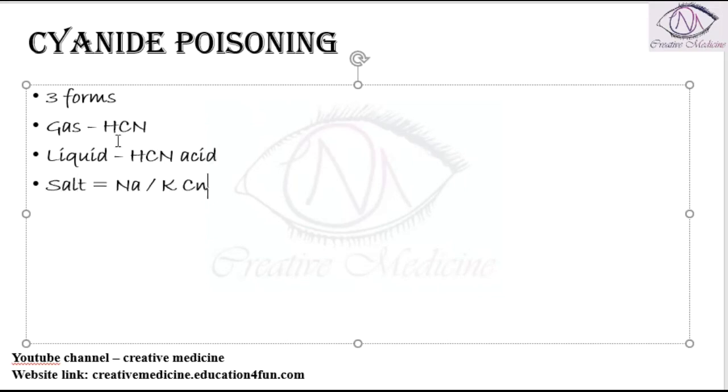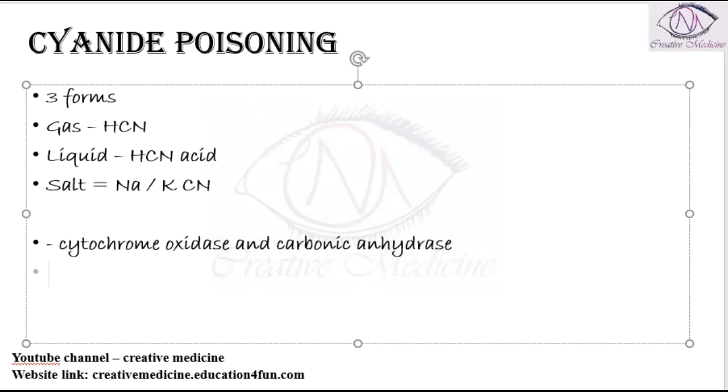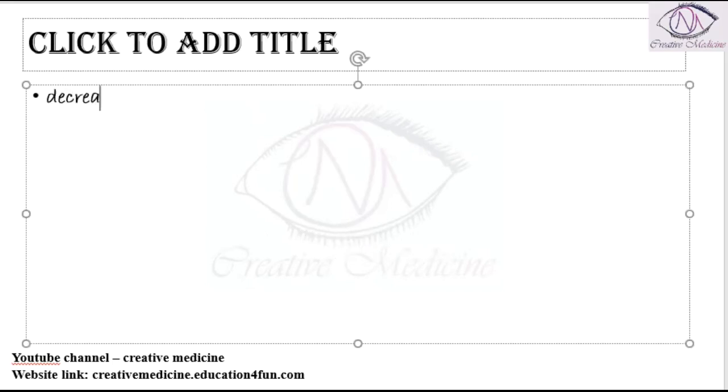Mechanism of action: cyanide inhibits most of the important enzymes, like cytochrome oxidase and carbonic anhydrase, and cyanide prevents ATP formation by blocking the final step of oxidative phosphorylation. It decreases the oxygen carrying capacity of the blood and also causes death due to histotoxic or cytotoxic anoxia.